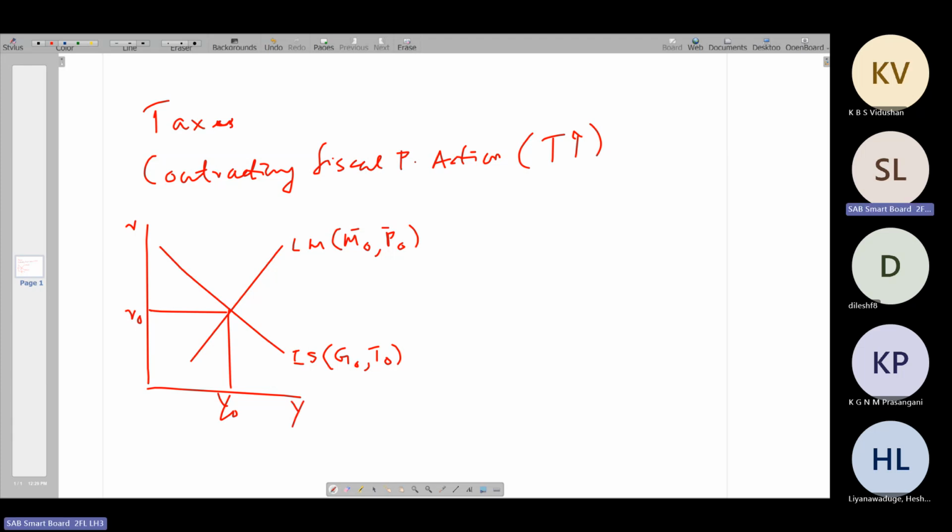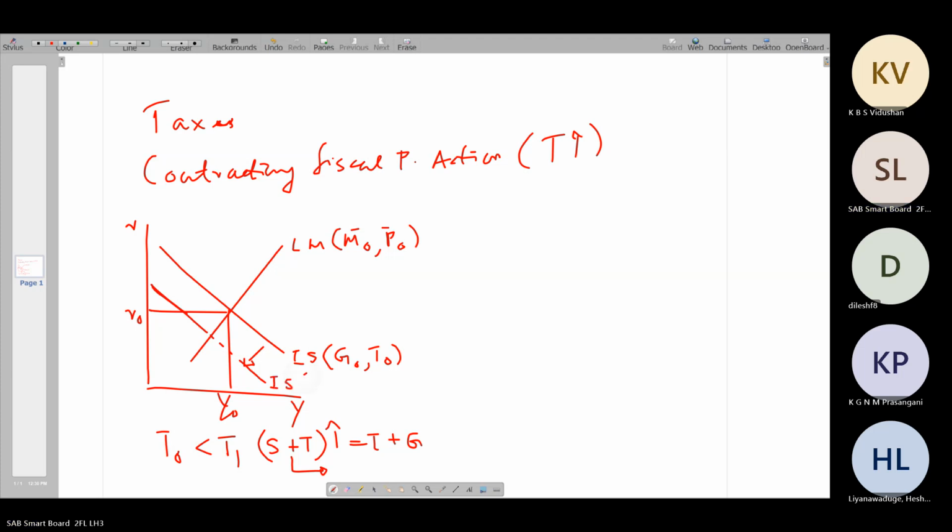Now the raising of the taxes from T0 to T1. As a result, we know that S plus T increases. Keeping the injection the same, withdrawal increases. There will be a negative impact as a result of that, since there is higher withdrawal. The IS curve shifts to the left.